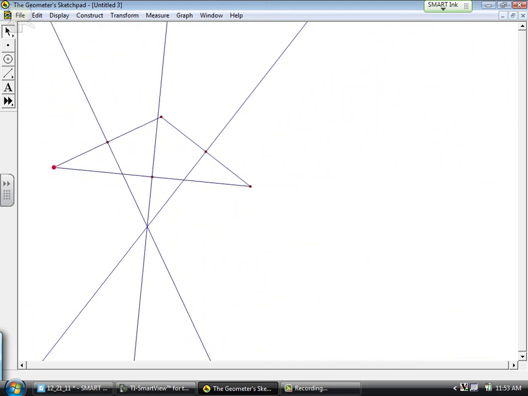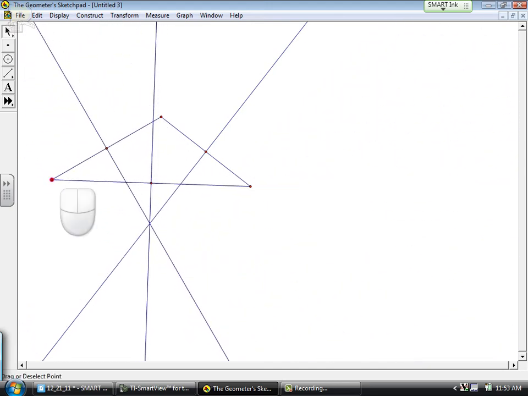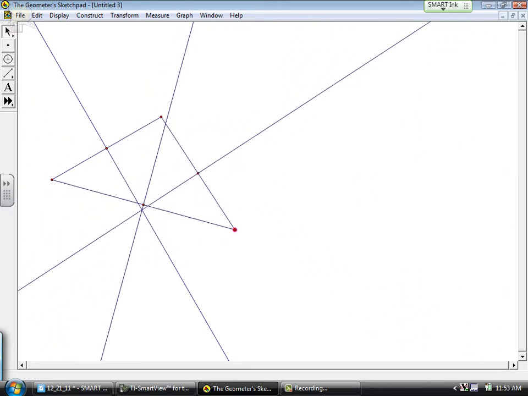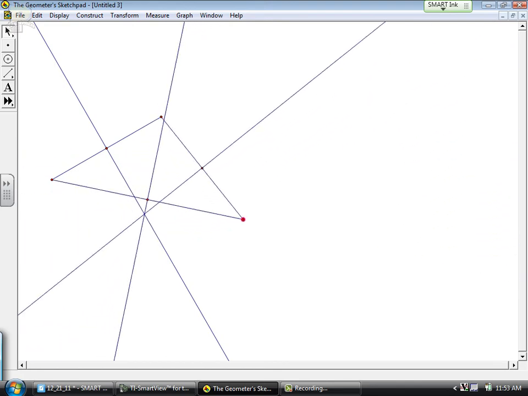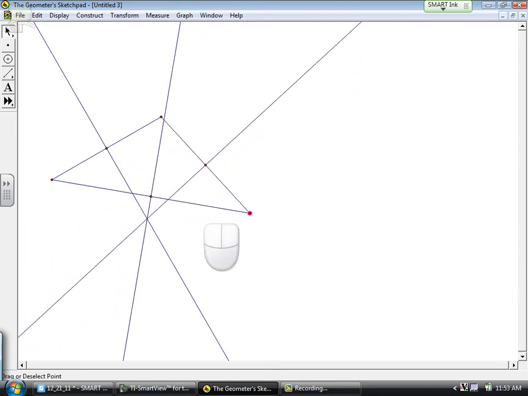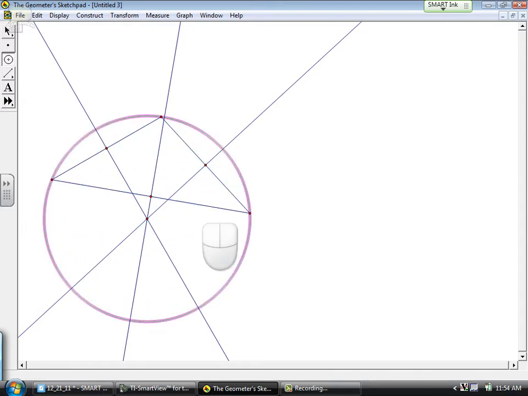Why doesn't the other line move? It's because of the side I was moving. Well, you can move a different side then. The reason why that's called a circumcenter is because if I construct a circle with that center going through one of the vertices, what happens to that circle? It's going to go through all three of the vertices, isn't it?